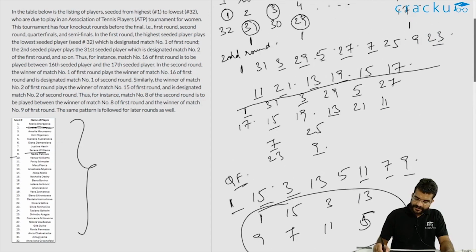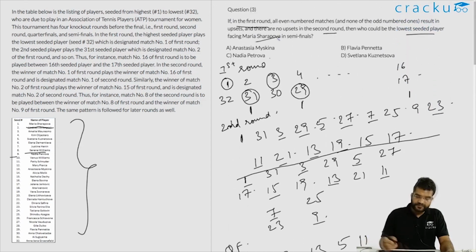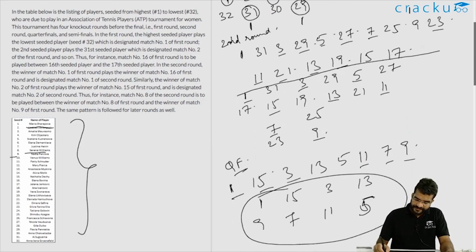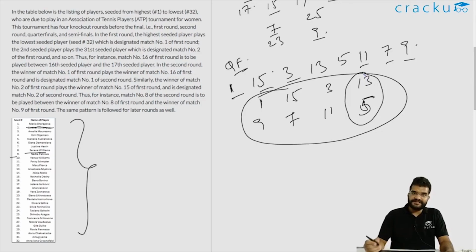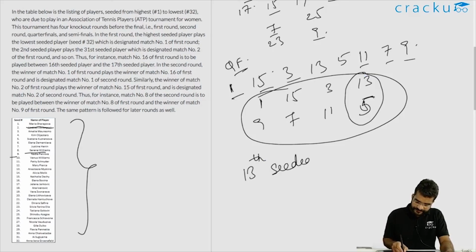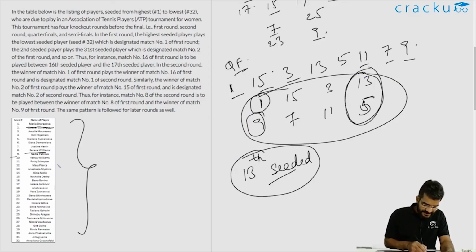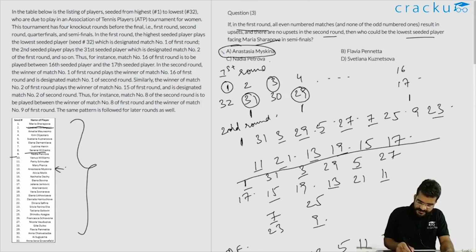Now we are required to find out who is the lowest seeded player who would face Maria Sharapova, that is seed number 1, in the semi-final. So in the semi-final, Maria Sharapova would face either 13 or 5. We are looking for the lowest seeded player, so the answer is the 13th seeded player. Maria Sharapova in the quarterfinals has faced 9 and she would face the winner of 5 or 13 in the semi-final. As 13th seeded is the lower seed, that is the answer, and 13th seeded is Anastasia Miskina. So the answer is option A.